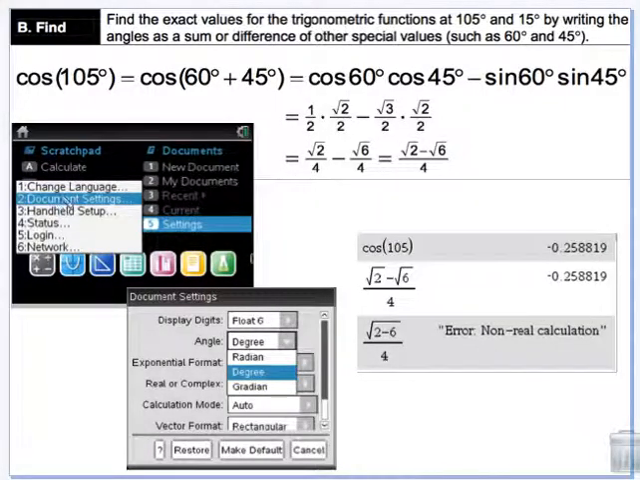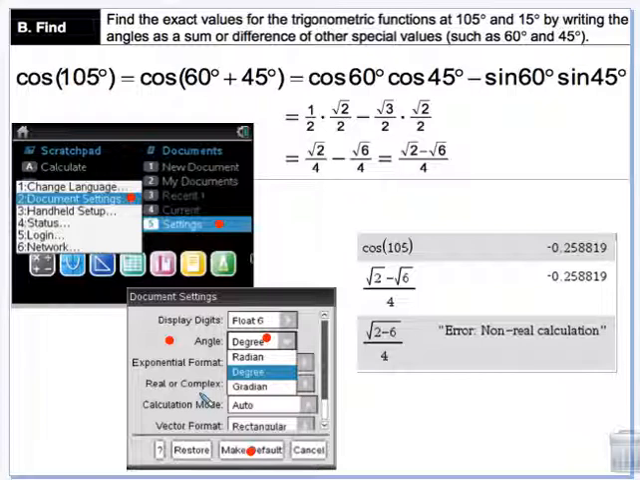Get to the home screen, go to settings, right here. Whoops, my mouse is not working. There we go. So get to the settings part, then go to document settings. The second thing is your degree or radian. Make sure it says degree here. And then you need to come down and click on make default. It'll ask you if you are sure, push enter, and it'll do it.